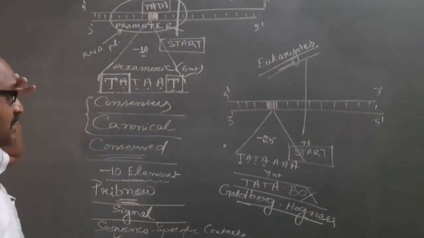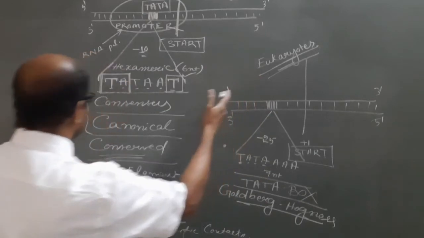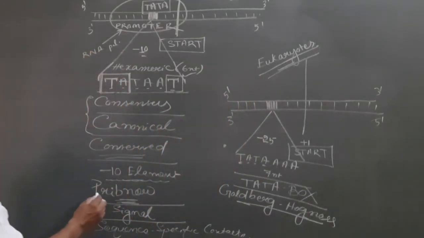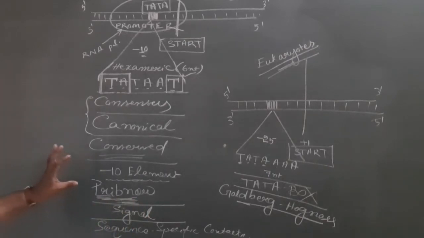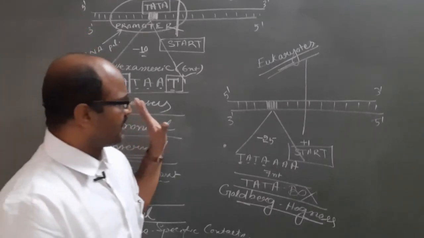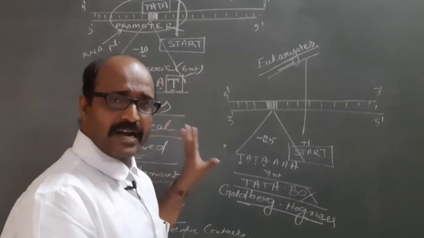So this is the TATA box region of the eukaryotes, and in case of prokaryotes, the TATA box region is also known as the Pribnow box. So usually you use Pribnow box for the TATA box in prokaryotes, but in eukaryotes it is actually known as the TATA box.